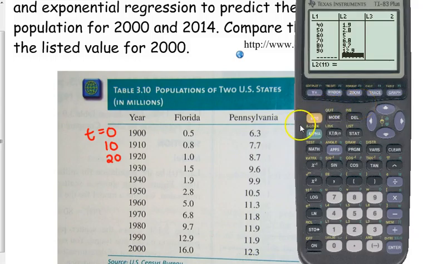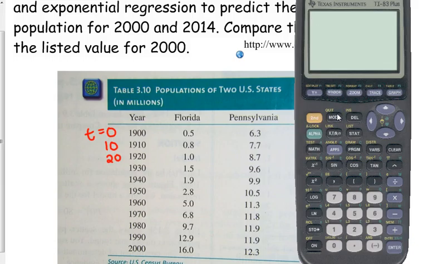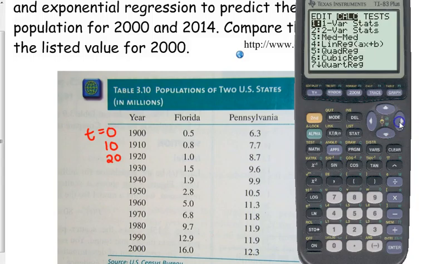Okay, we need to go back to our home screen. So press second mode, which is quit. And then you're going to go back to stats, but this time you're going to go over to calc. And this is the list, remember, when you did linear regression. You may have done a quadratic regression somewhere along the line. But you want to scroll down until you find EXP, R-E-G, exponential regression.